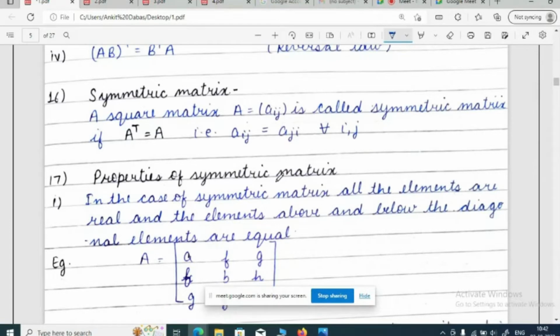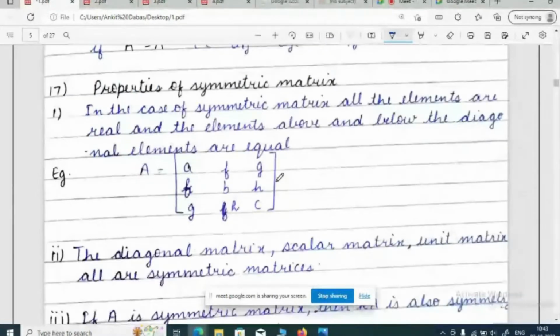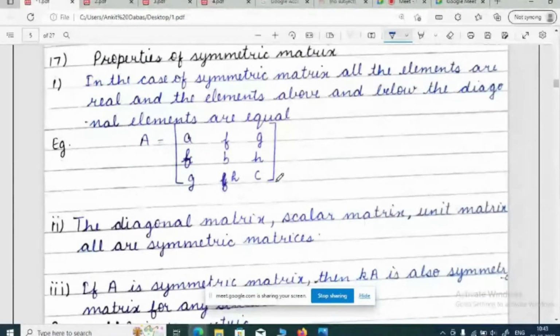Next, we have symmetric matrices. A square matrix is called symmetric if the transpose of the matrix is equal to itself. Some properties of symmetric matrices are that the elements above and below the diagonal mirror each other. If we consider real space, or even complex space, the entries on the diagonal of the matrix, like here we have A, B, C, these A, B, C have to be always real.